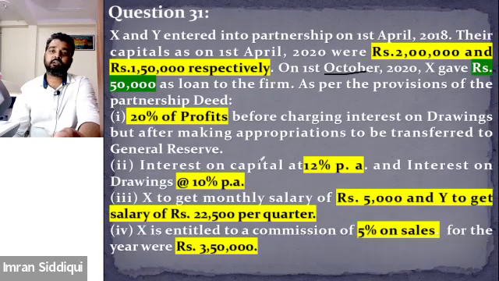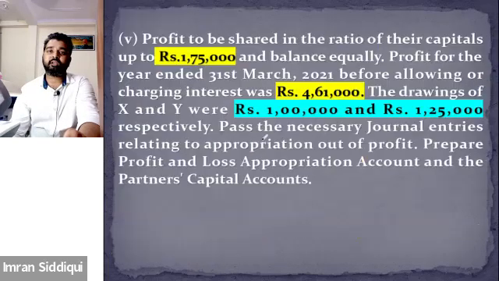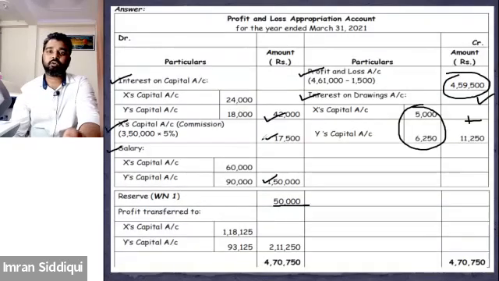20% of the profit needs to be transferred to the reserve. But how will this profit be calculated? Profit will be calculated before charging interest on drawing, but after making appropriation. Appropriation basically means after subtracting all kinds of expenses. Is it clear to all of you now?